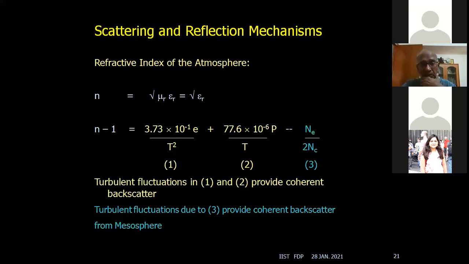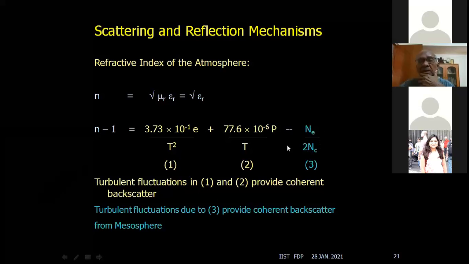The fluctuation is related to the partial pressure of water vapor E, and the temperature and the pressure. And the last term is the electron number density, and this is the critical electron number density corresponding to the critical frequency that I mentioned to you before. So this is where the electrons are present.